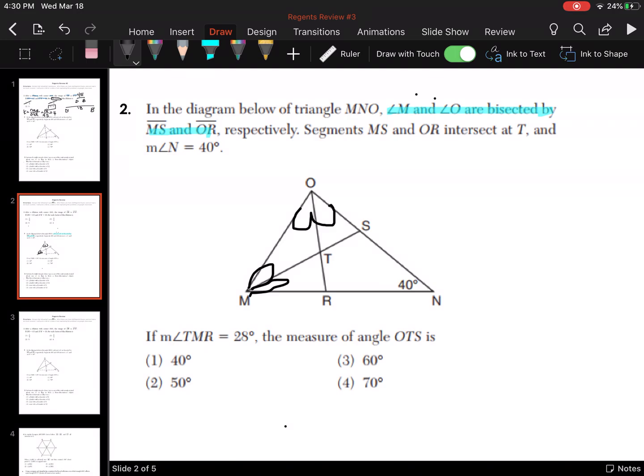It also says that angle M is 40, which they already put in the picture. This is not in the picture, TMR. TMR is 28, so from T to M to R, a little sparkle in our lives, is 28. So I'm going to put a 28 here. If that's 28, this is also 28 because they have to be the same. Ultimately, they want OTS, so OTS is this right here.